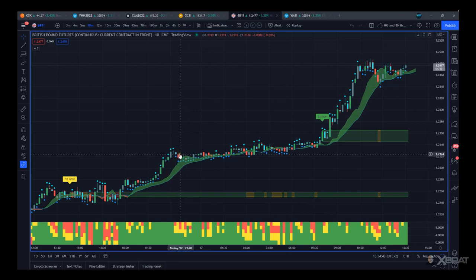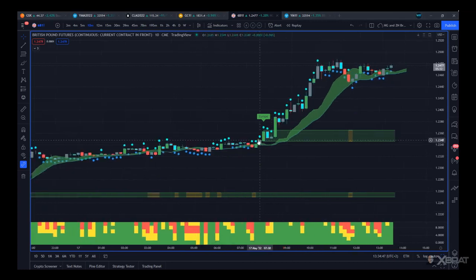You see overnight the 6B really does nothing. Then we get the European gold pit open here, and then we define the range. We used a 10-minute on currencies here. So again, if you're using GBP US dollar, it would be the opposite way around. You'd be going short. But here, this is the British pound futures.